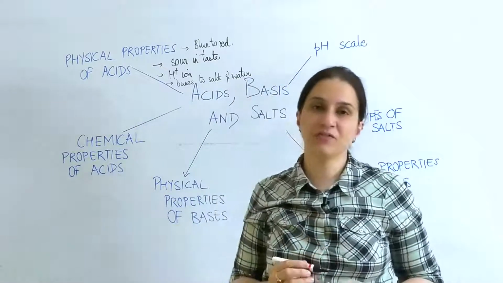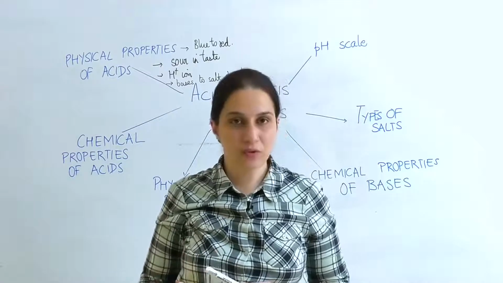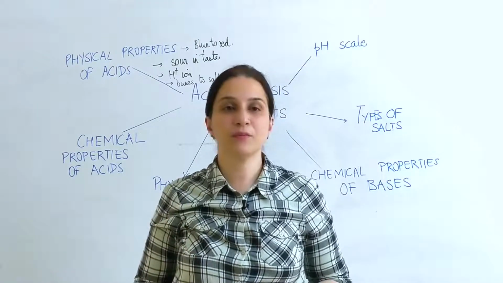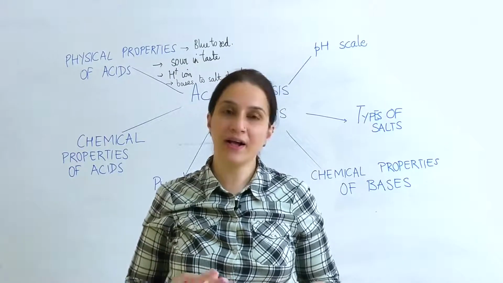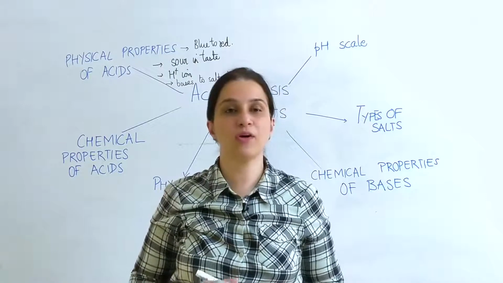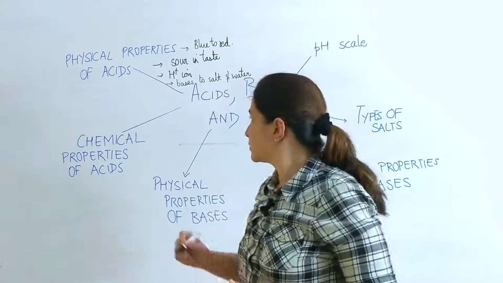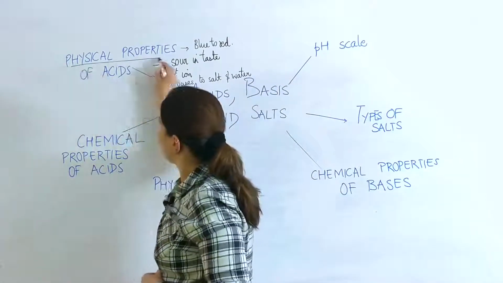How can you distinguish acids? Acids are sour in taste. They turn blue litmus paper to red. They give H positive ions on reaction with water, and they react with bases to form salt and water. Okay, so these are the physical properties of an acid.